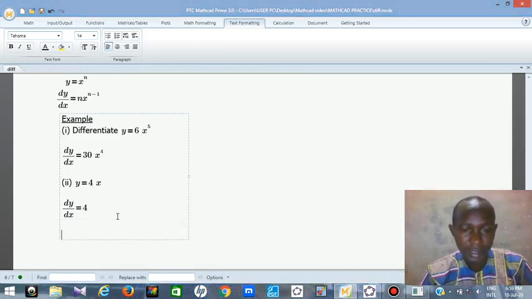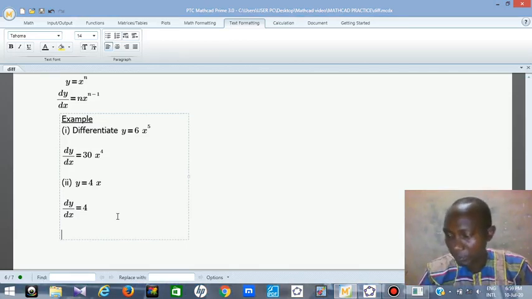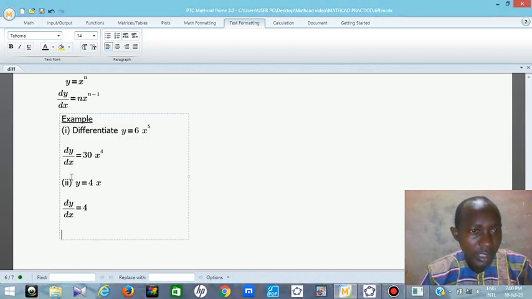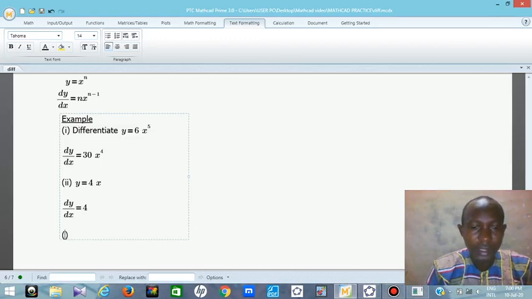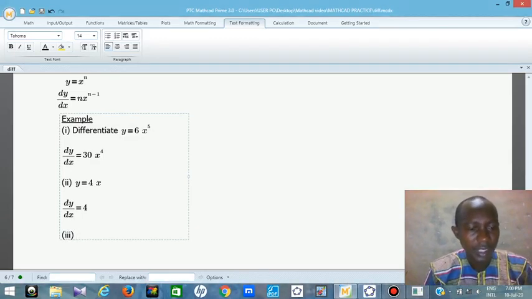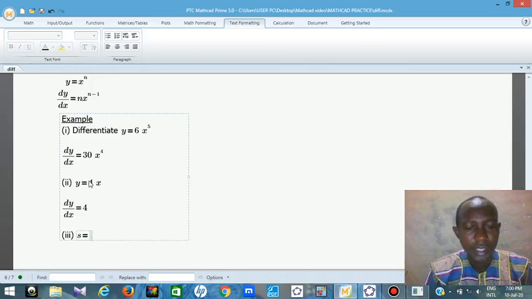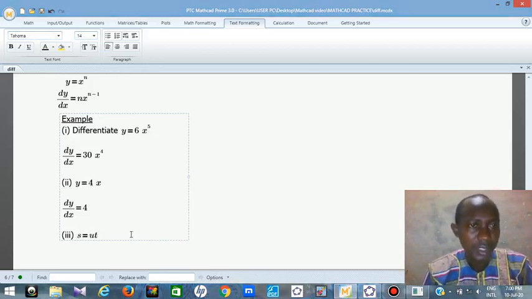All these are basic applications of the basic rule in differentiation. Take note of this, and remember, it is not always y and x in differentiation. A question can come like this, so don't always take it as x and y. They can ask you something like this. It can be s, for example. Let's say s equals ut. They can ask you to differentiate something like this.